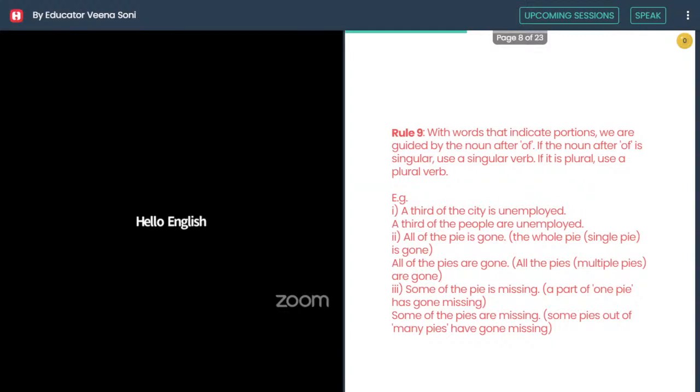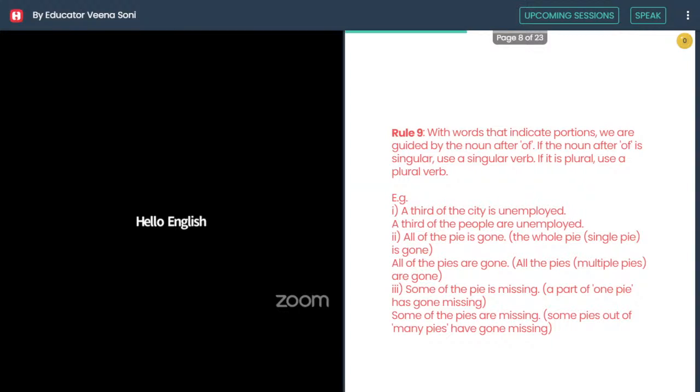Rule number 9. With words that indicate portions, we are guided by the noun after of. What is a portion? Suppose I call for 1 plate of dal. Half of it has been finished and half is left, so those are portions. 2 sections of it, 2 portions of it. So 1/3 or 1/4 or half of it or 3/4, all this falls in the category of portions.